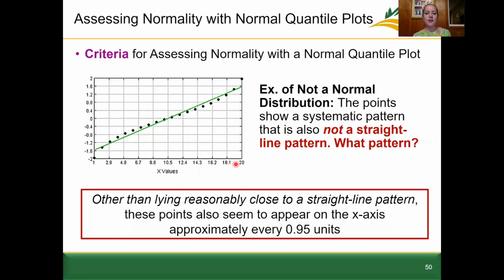So again, although these data points do fall on that straight line, there's also this other pattern going on where these points seem to appear on the x-axis about every 0.95 units. So you have a data point here, 0.95, we have another data point, 0.95 away, we have another data point, so on and so forth. So because there is that additional pattern, this is not considered a normal distribution.